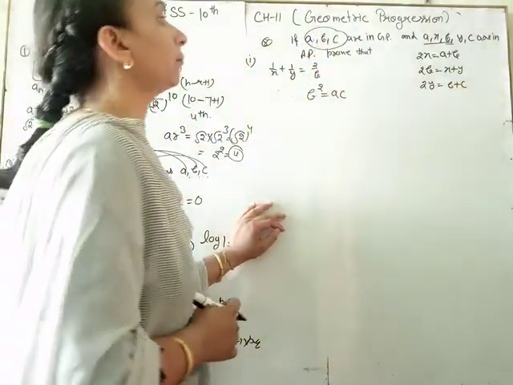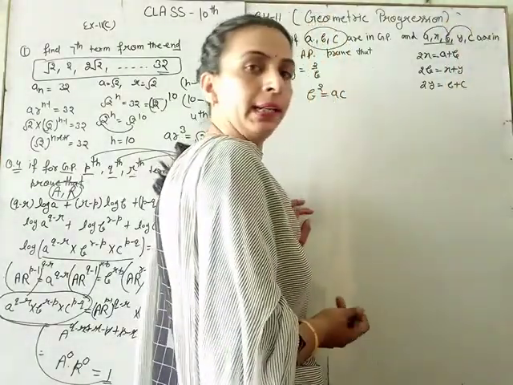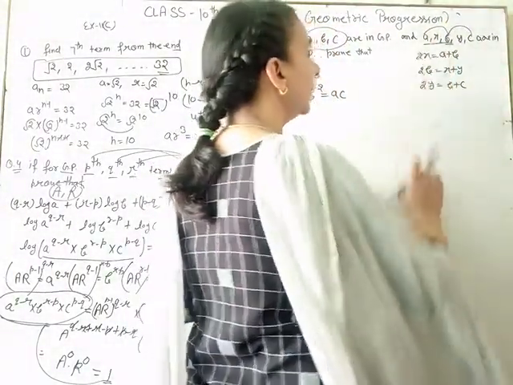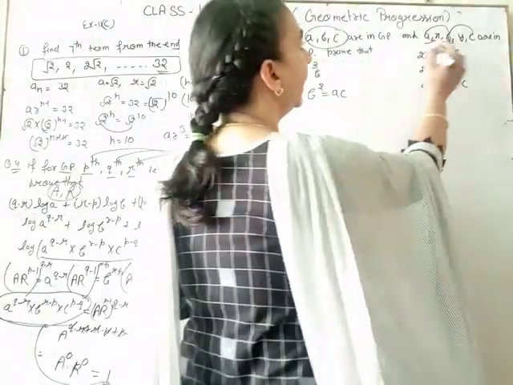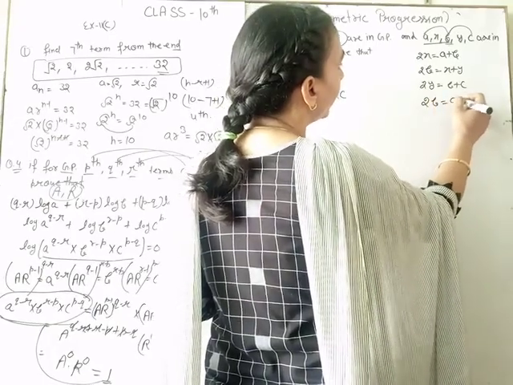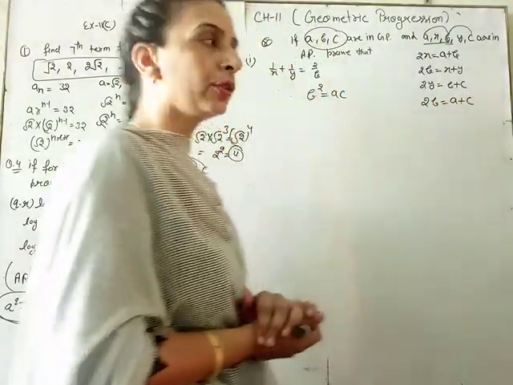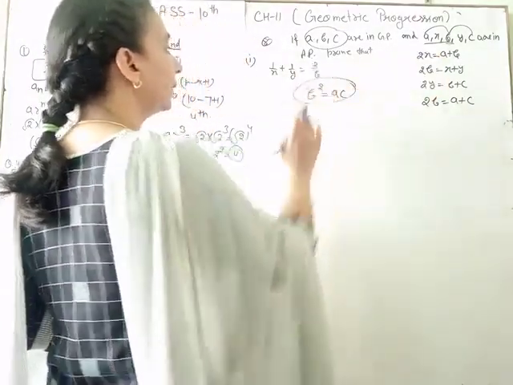Okay. And these are also in AP. If we skip one term, then this is also in AP, so A, B, C are also in AP. Then 2B equals A plus C. Okay, student, we use these four results to solve our question.